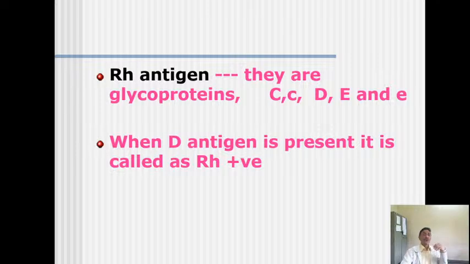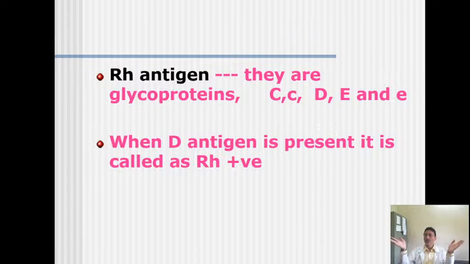Now what is the characteristic feature of these antigens? Among all these 6 antigens, the capital D antigen is the most potent antigen and it is likely to stimulate an immune response. Hence, persons who have this D antigen are called Rh positive blood group. Those who do not have this D antigen are called Rh negative blood group.